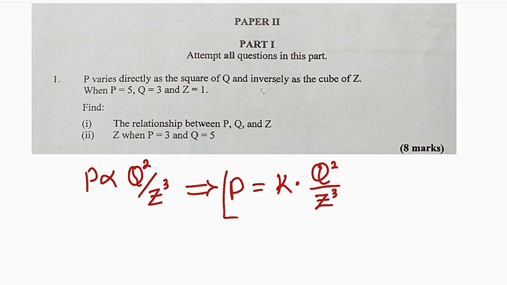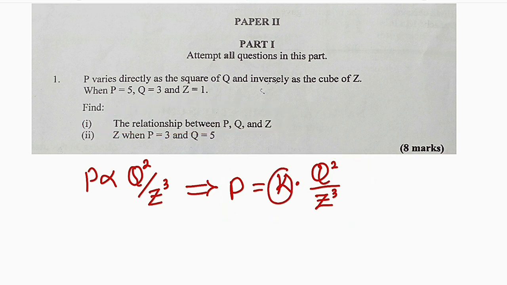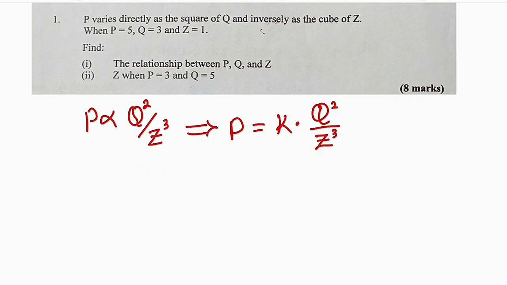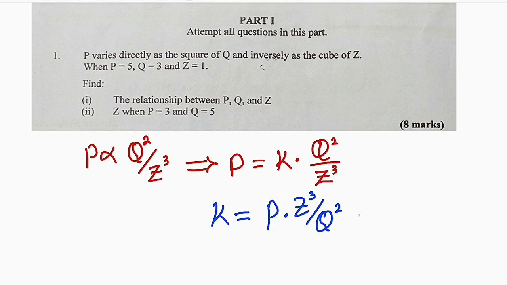All right, this is the relationship, because you can see question 1 stated that we should find the relationship between P, Q, and Z. But we have to find this constant of proportionality, which is K. And how can we do that? Let us make K the subject by multiplying both sides by the reciprocal of this. And hence, K would be equal to P multiplied by Z to the third power divided by Q to the second power. But remember, from the question, this statement is true when P is equal to 5, Q equal to 3, and Z equal to 1.